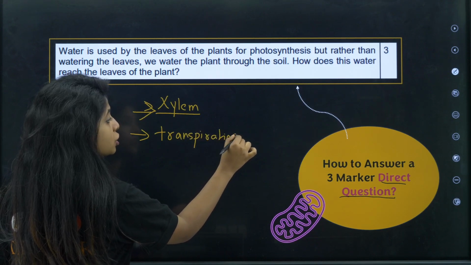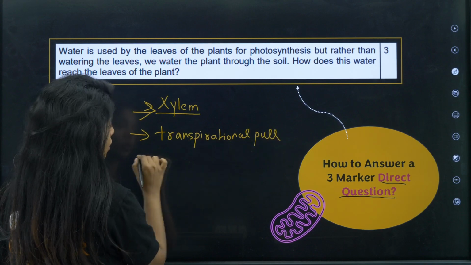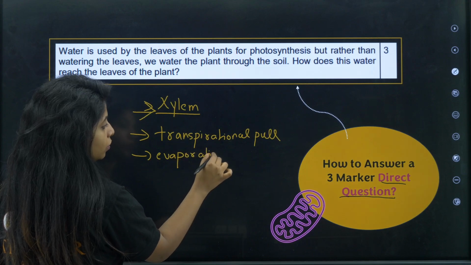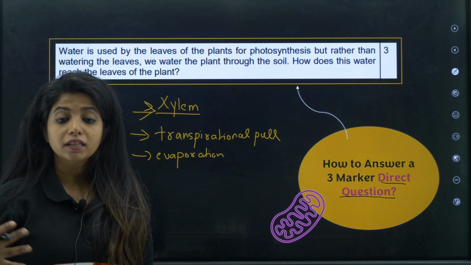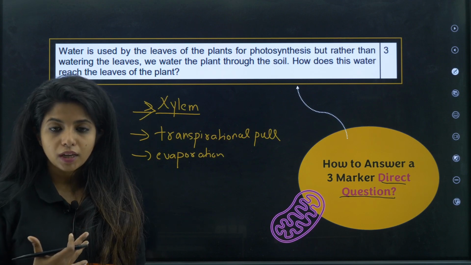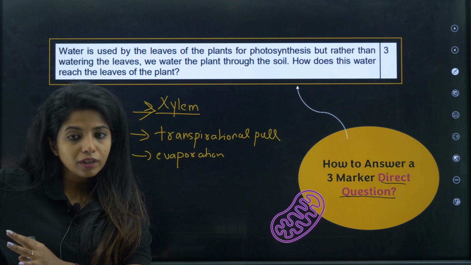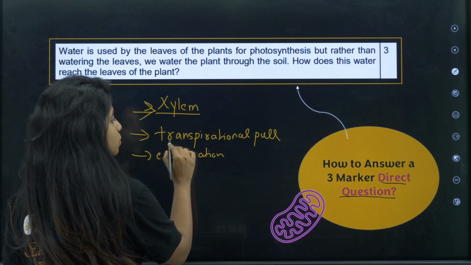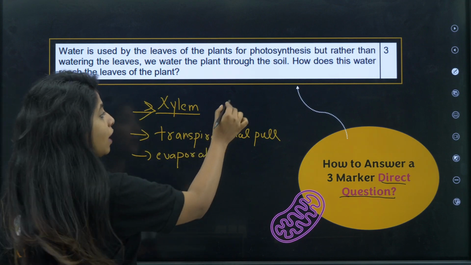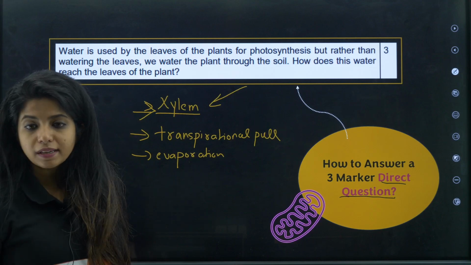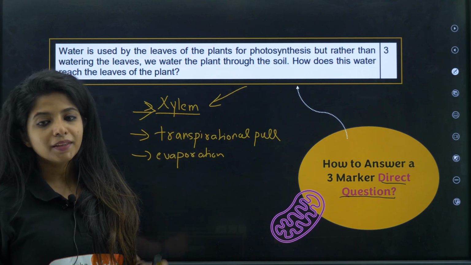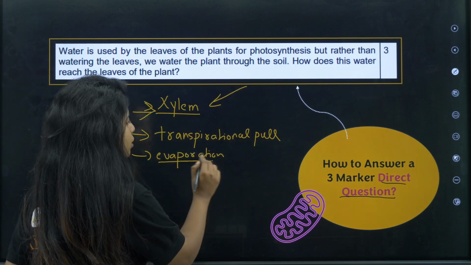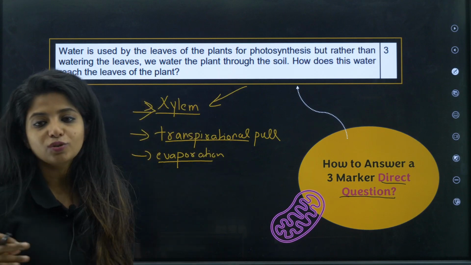And why is transpirational pull taking place over here? Because evaporation has happened. The plant itself is losing water because of evaporation. Water in the form of water vapor is going off. So basically there's a pull being created, known as transpirational pull, which is why water is moving up. So you have to talk about the basic thing first. What is the basic thing? Who carries this water? That is xylem. Then you talk about the reason behind it, that is transpirational pull, and also evaporation. If you explain this in detail, you get the marks.